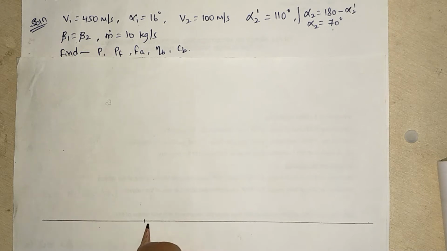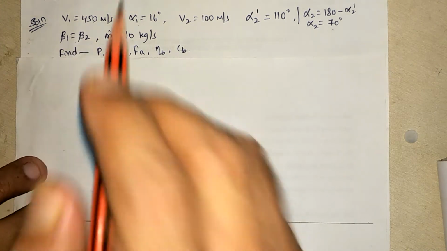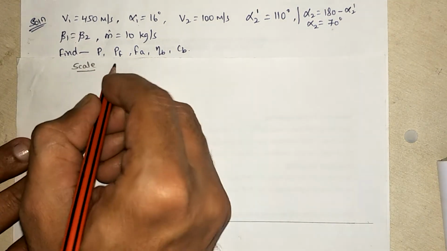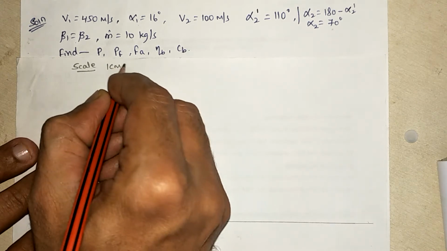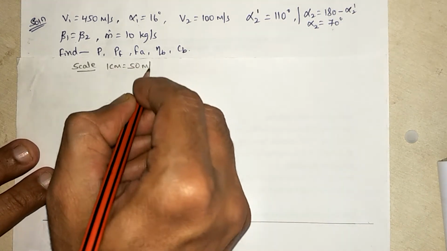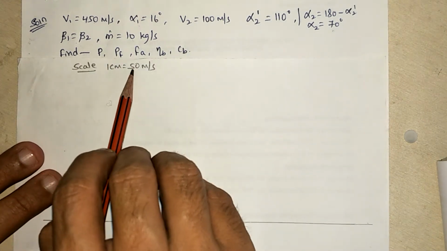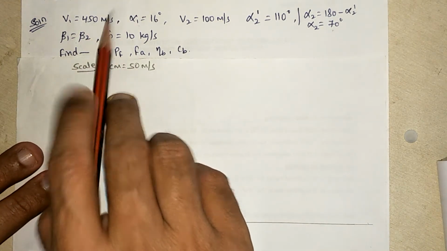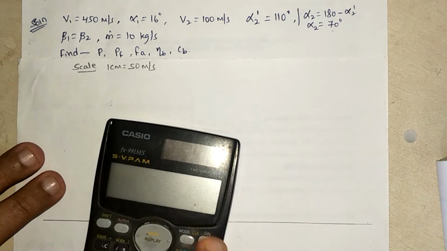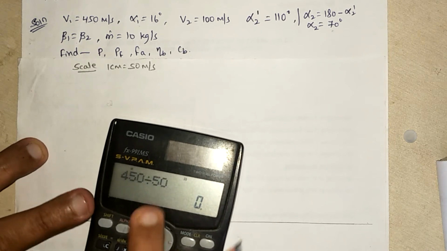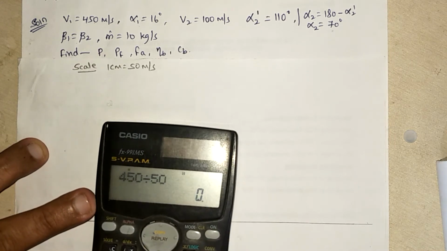So here in this problem we don't know the value of u, but we know the value of v1. So I will consider a scale. The scale I have chosen is 1 centimeter is equal to 50 meters per second. So for 450 meters per second, how are we going to calculate the length of v1? v1 is 450 divided by 50, where 50 is the scale. So we will get 9 centimeters.